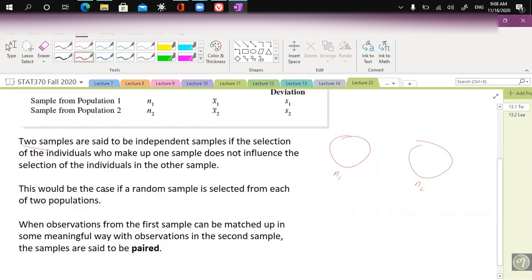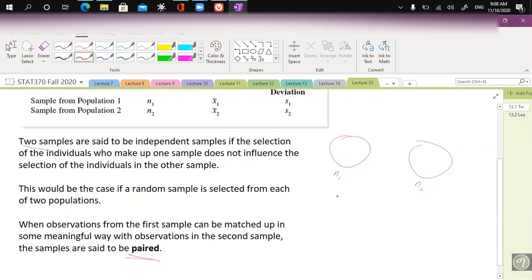But the other case is when observations from the first sample can be matched up in some meaningful way with observations in the second sample. Then we say the two samples are paired. So in this case, n1 and n2 have to be exactly the same. They have to be equal. Otherwise, they cannot match.